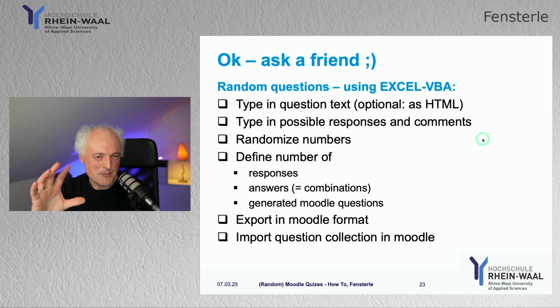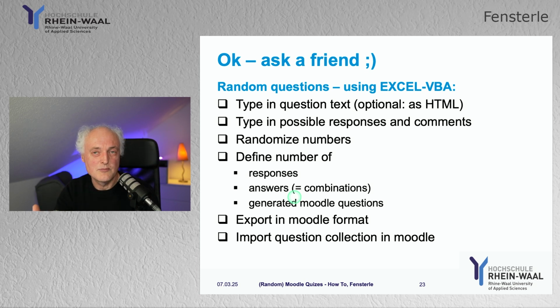You have seen it at the very beginning, very briefly. You type in the question text, you type in the responses, you randomize numbers if you have a number question. You define the number of responses and answers, and simply generate the Moodle question. This is then automatically exported in the Moodle format, and you just import that into the question collection.